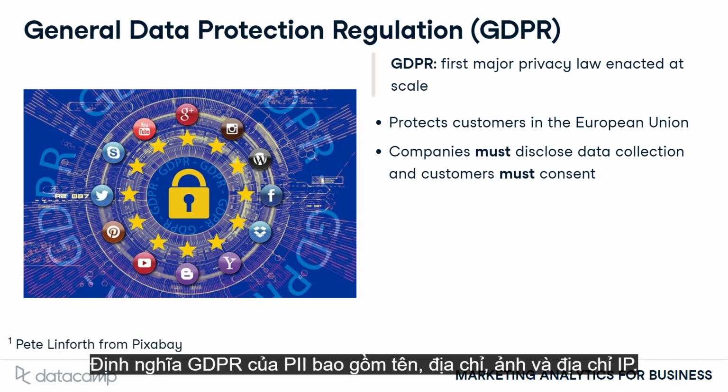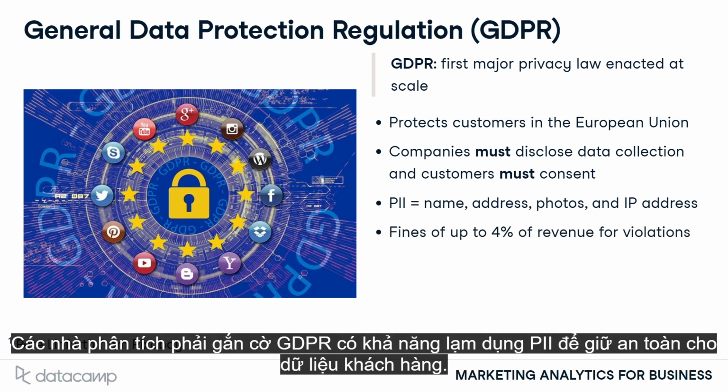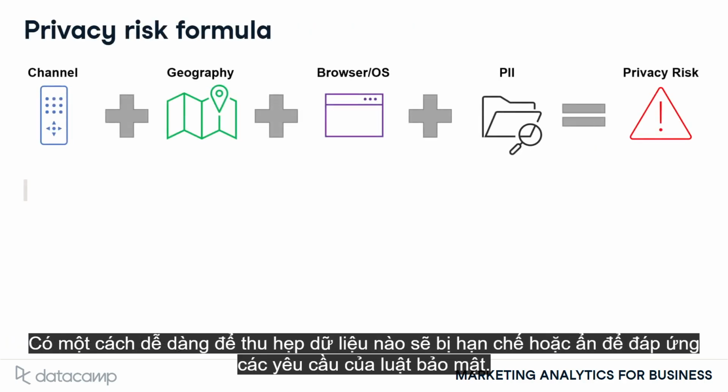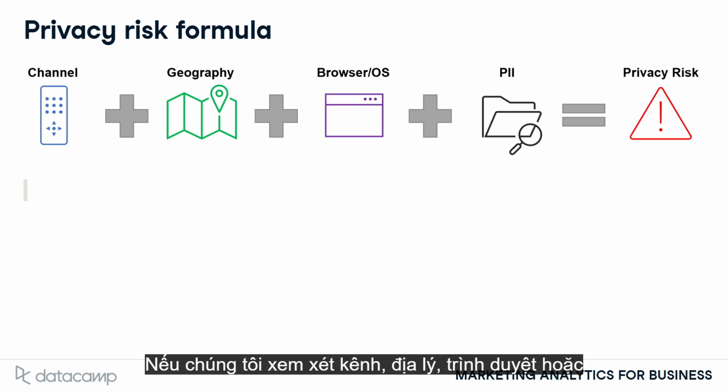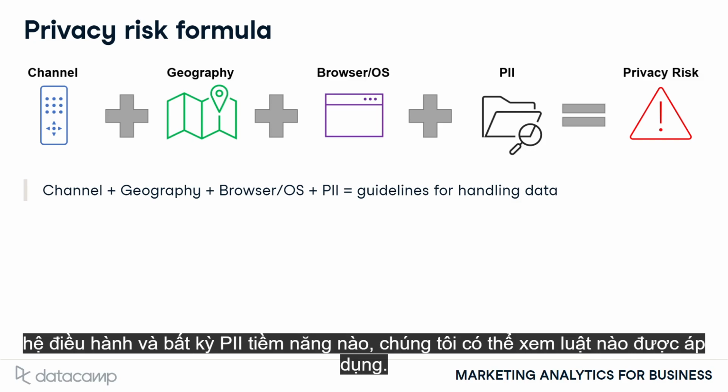The GDPR definition of PII includes names, addresses, photos, and IP addresses. GDPR violations are severe. Companies can be fined up to 4% of revenue. Analysts must flag potential GDPR misuse of PII to keep customer data safe. There is an easy way to narrow down which data will be restricted or hidden to meet privacy law requirements. If we consider the channel, geography, browser or operating system, and any potential PII, we can see which laws apply.